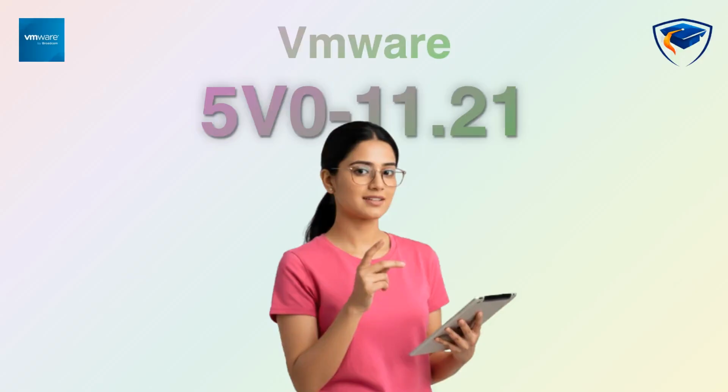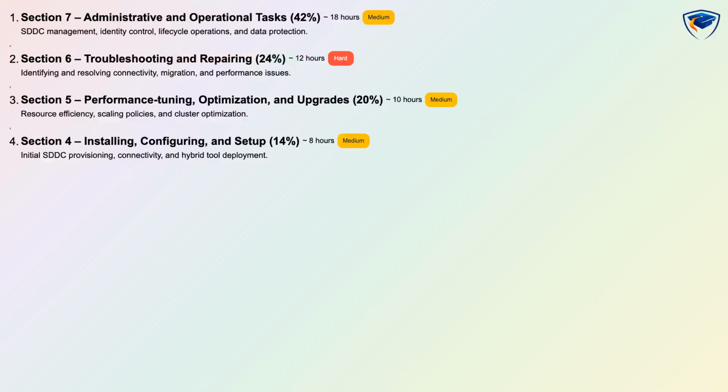clear and focused way. Overview of the exam structure and weights. Section 7 Administrative and Operational Tasks covers 42%. Section 6 Troubleshooting and Repairing is 24%. Section 5 Performance Tuning, Optimization, and Upgrades is 20%. And Section 4 Installing, Configuring, and Setup is 14%.